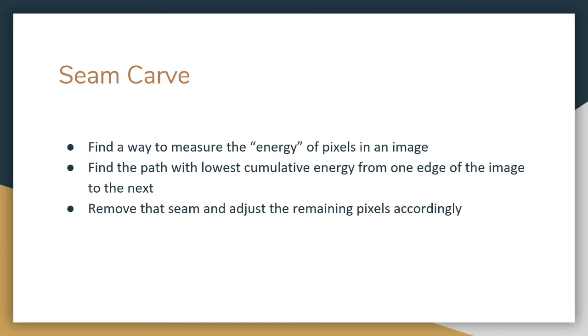Seam carving is a technique used to remove pixels from an image without removing too much information. The idea is to find areas with low energy or importance within the image and remove them accordingly. You'll see examples of this in the following slides.